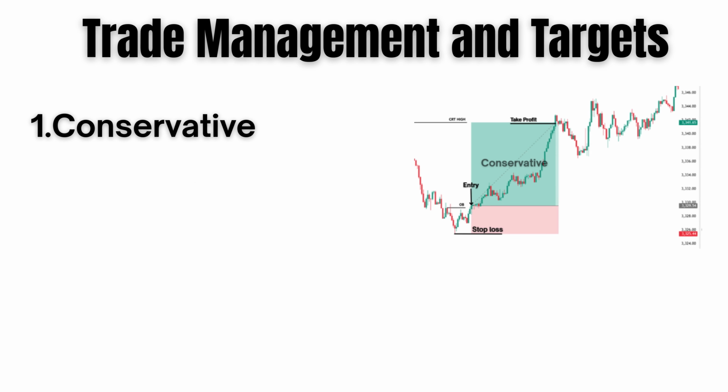The conservative approach. This is all about locking in profits quickly and consistently. With this method, you set your take profit at the midpoint of the range. Why the midpoint? Because after the manipulation and breakout, price often retests or at least pushes back into that zone before deciding if it wants to extend further. By securing profits here, you're taking advantage of the most probable move, essentially banking on the easy money instead of hoping for a bigger extension.